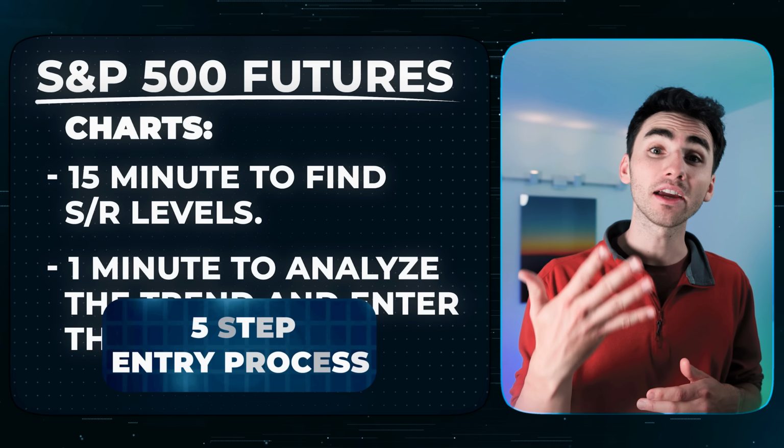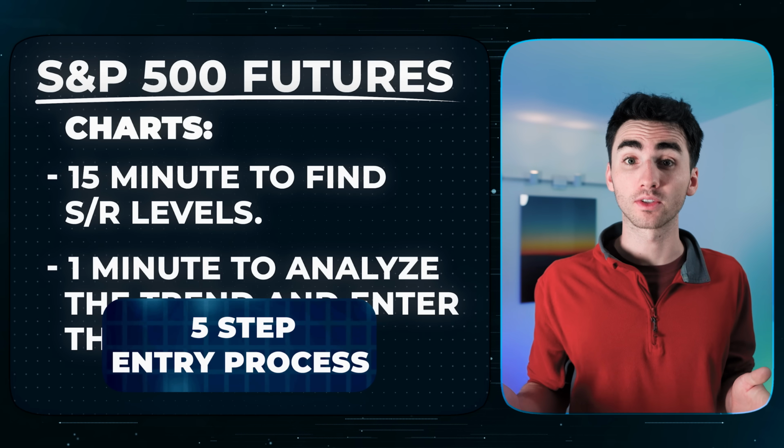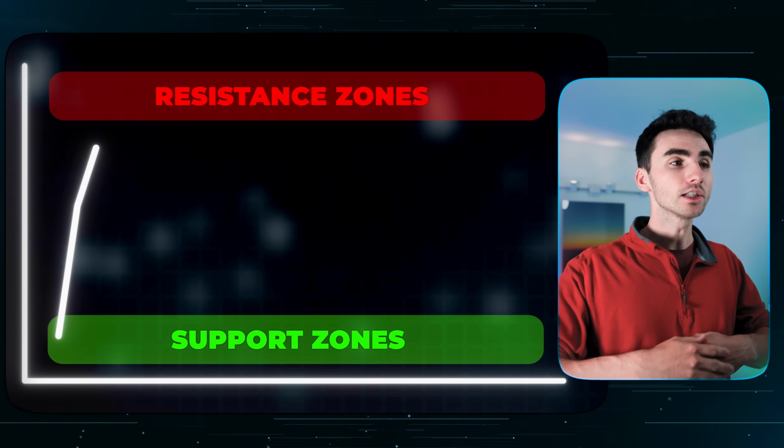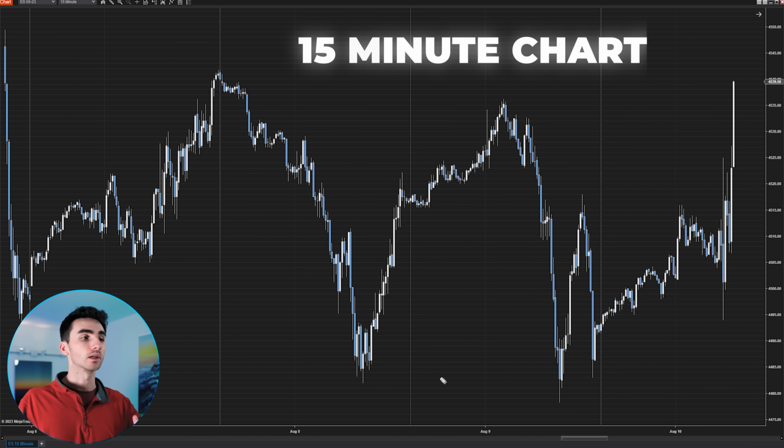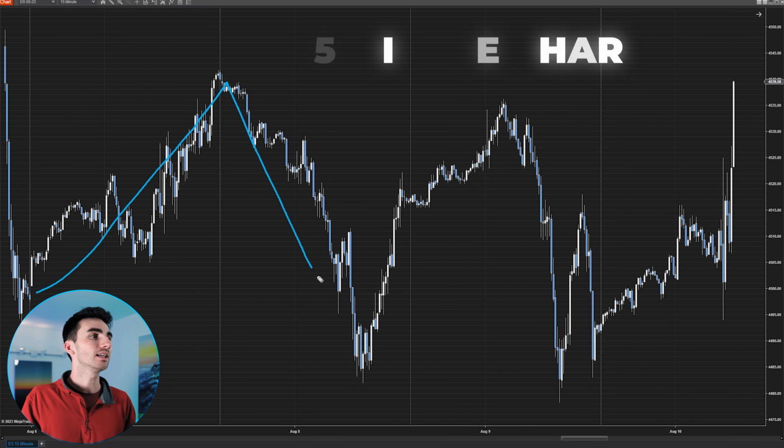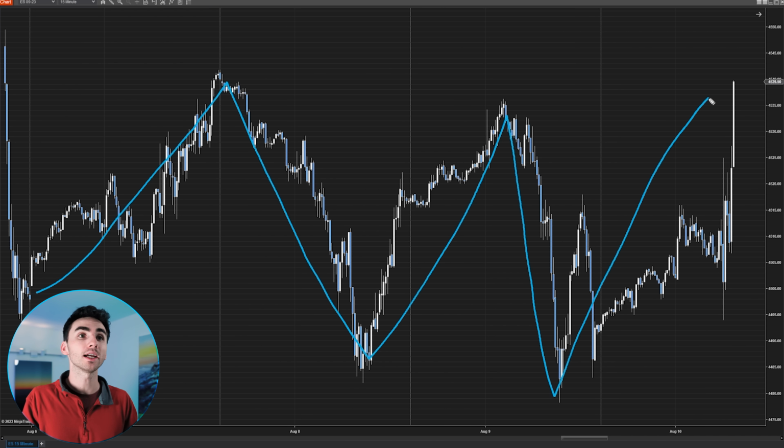I have kind of a 5-step entry process I follow for every trade. And the first step of that is I like to look for key support and resistance levels. How I draw those is I look at a 15-minute chart and just look at the swings in the market. Where is the market making clean bounces off of on the upside and the downside?